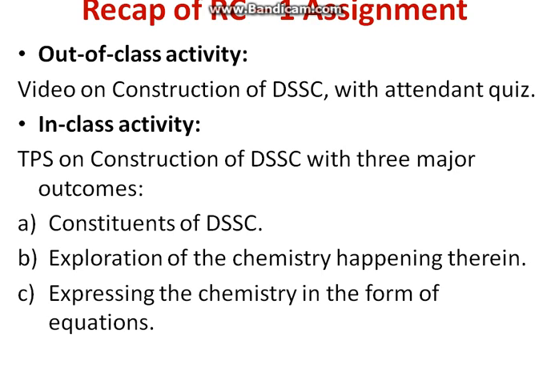And in the pair phase of the TPS, along with a partner, the students had to explore the chemistry that was happening in the DSSC. And in the share phase, probably with the help of the teacher, the students had to come up with the chemical equation depicting the chemistry underlying the DSSC mechanism.